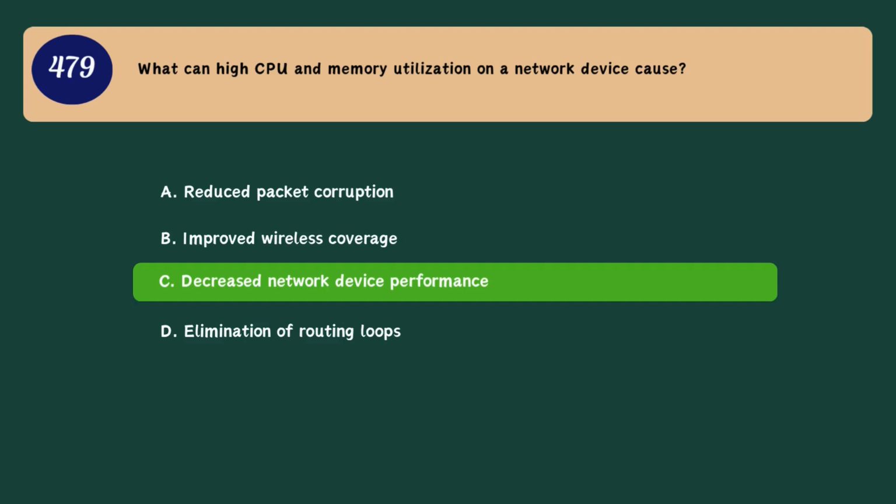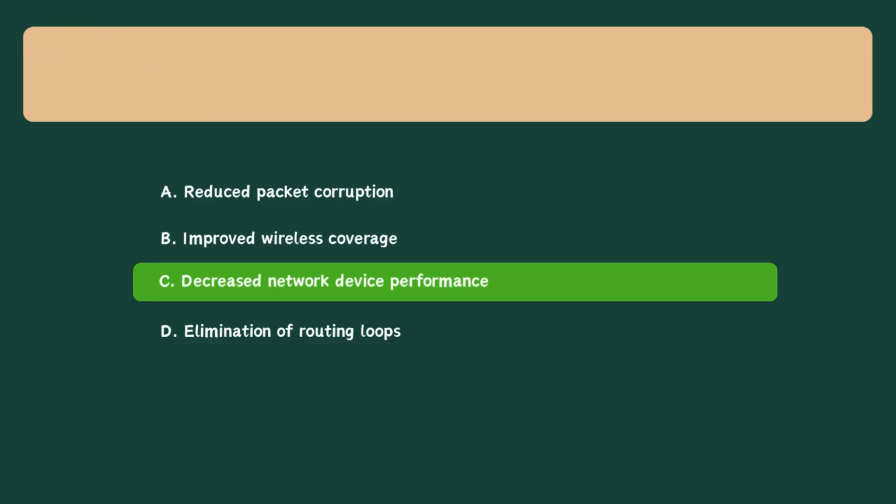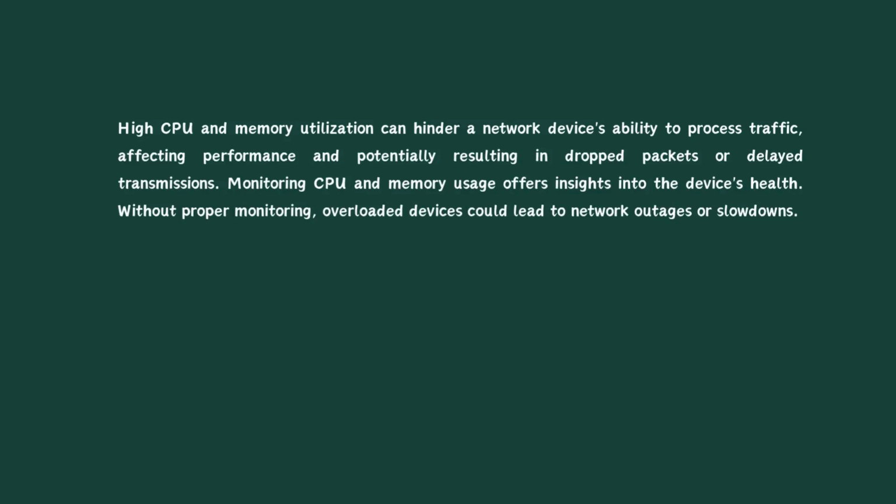Correct answer. C. Decreased network device performance. High CPU and memory utilization can hinder a network device's ability to process traffic, affecting performance and potentially resulting in dropped packets or delayed transmissions. Monitoring CPU and memory usage offers insights into the device's health. Without proper monitoring, overloaded devices could lead to network outages or slowdowns.